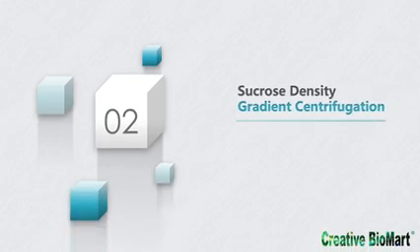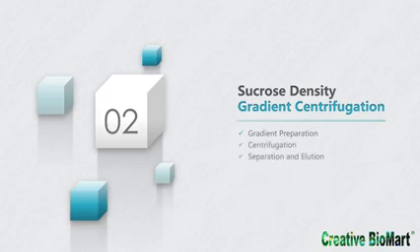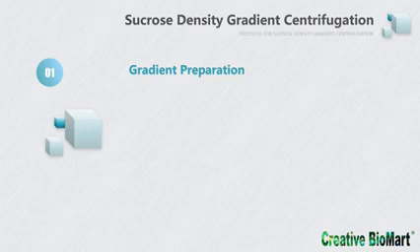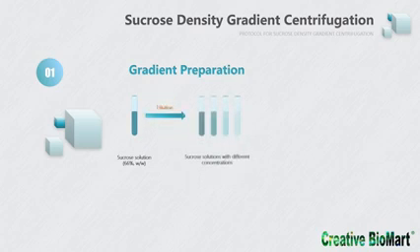Next, we will move on to the introduction of the operation process of sucrose density gradient centrifugation. Sucrose is a solution commonly used in density gradient centrifugation. This method mainly includes the following steps: gradient preparation, centrifugation, separation, and elution. Gradient preparation is a key step in sucrose density gradient centrifugation. Solution with 66% sucrose has low water content and can effectively inhibit the growth of bacteria, so it can be stored indefinitely at 4 degrees Celsius. Therefore, 66% sucrose solution is prepared first and then can be diluted to other desired concentrations.